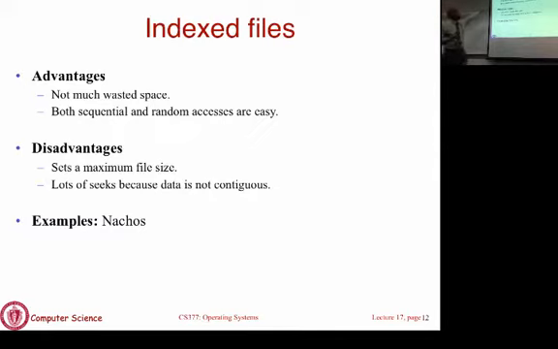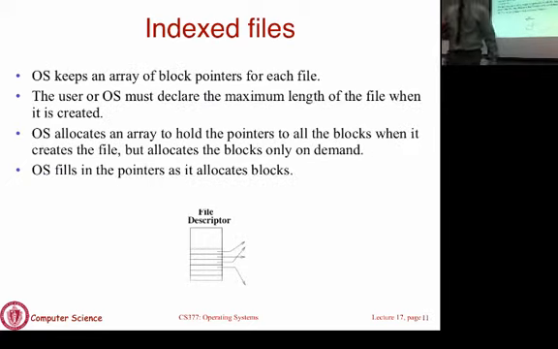Now it should be clear that both sequential and random access is easy. For sequential access, you simply read the file descriptor, look at the first entry, go fetch the block, look at the second entry, fetch the block, third entry, fetch the block. Each of those entries will be at random locations on disk. Each of them will incur a disk seek.